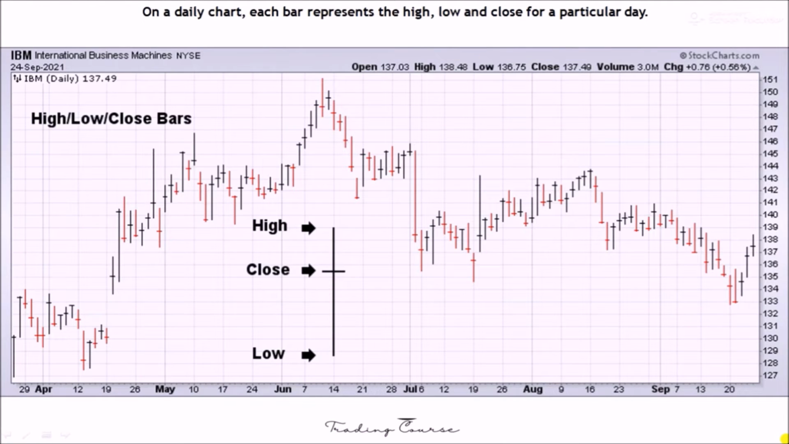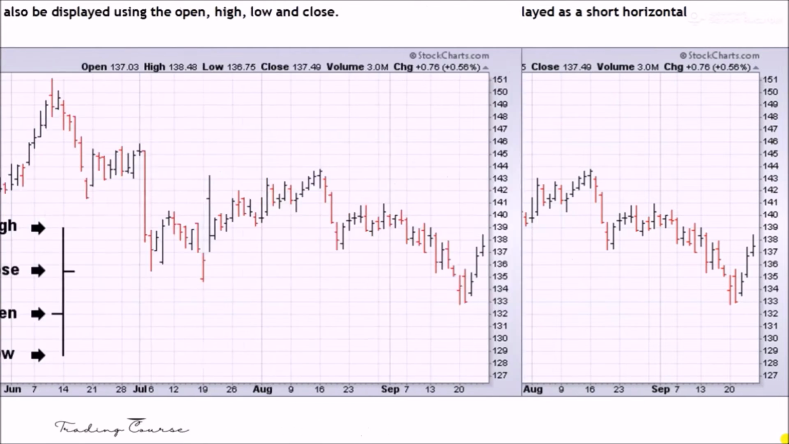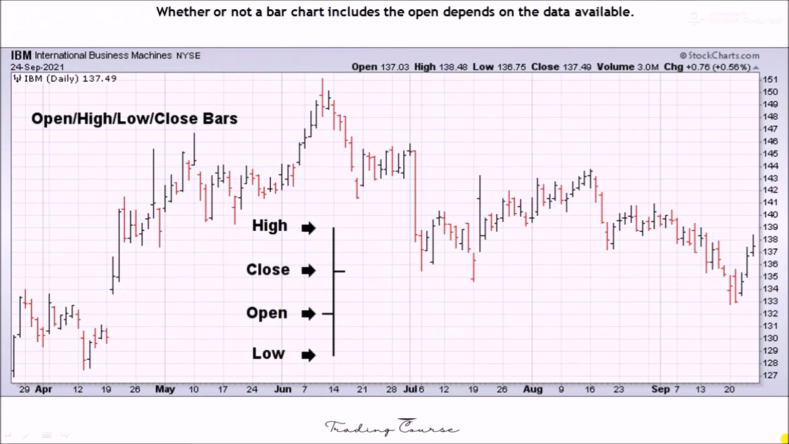On a daily chart, each bar represents the high, low and close for a particular day. Weekly charts would have a bar for each week based on Friday's close and the high and low for that week. Bar charts can also be displayed using the open, high, low and close. The only difference is the addition of the open price, which is displayed as a short horizontal line extending to the left of the bar. Whether or not a bar chart includes the open depends on the data available.